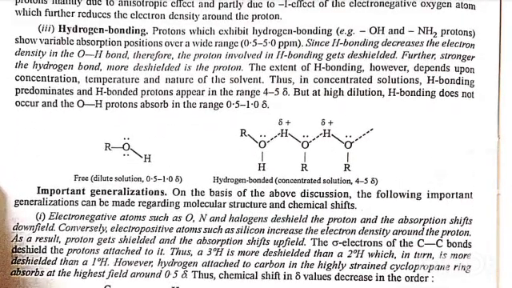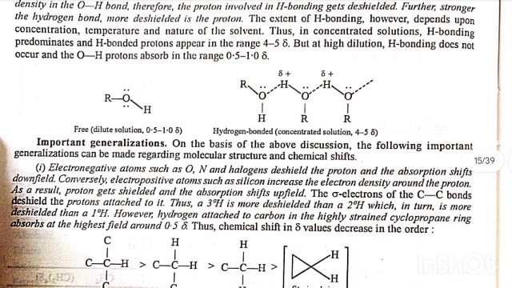Hydrogen bonding. Protons which exhibit hydrogen bonding show variable absorption positions over a wide range, since hydrogen bonding decreases the electron density in the oxygen-hydrogen bond. Therefore, the protons involved in hydrogen bonding get de-shielded. Further, the stronger the hydrogen bond, the more de-shielded is the proton. The extent of hydrogen bonding, however, depends upon the concentration, temperature, and nature of the solvent.